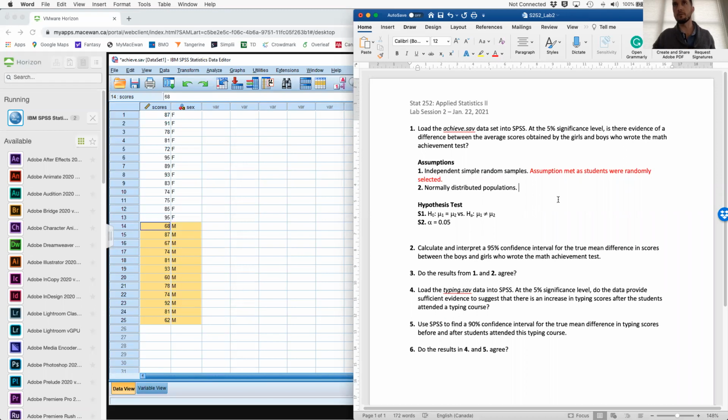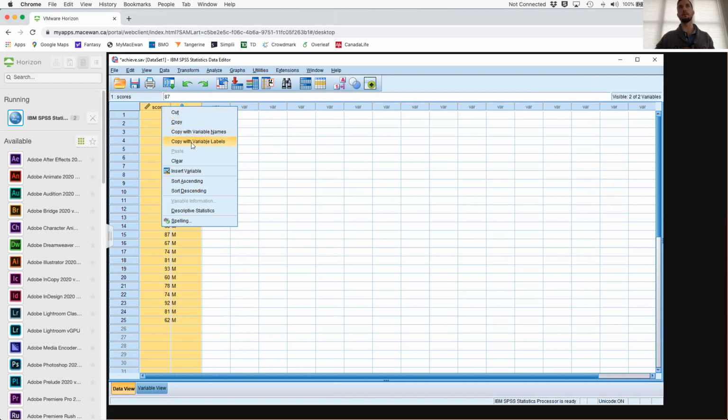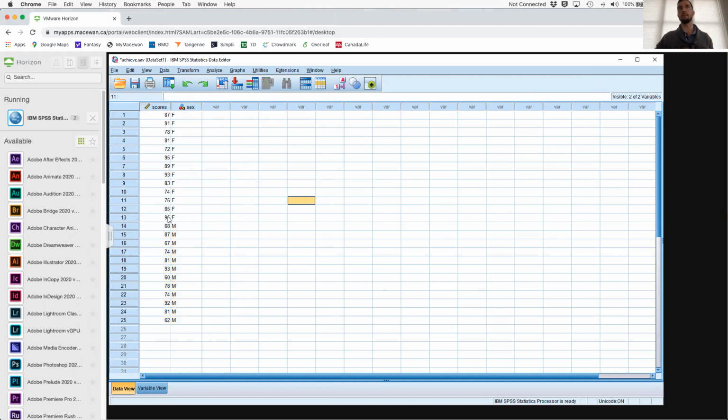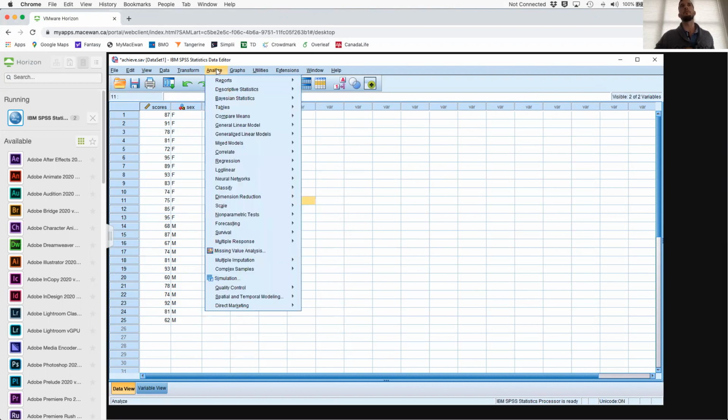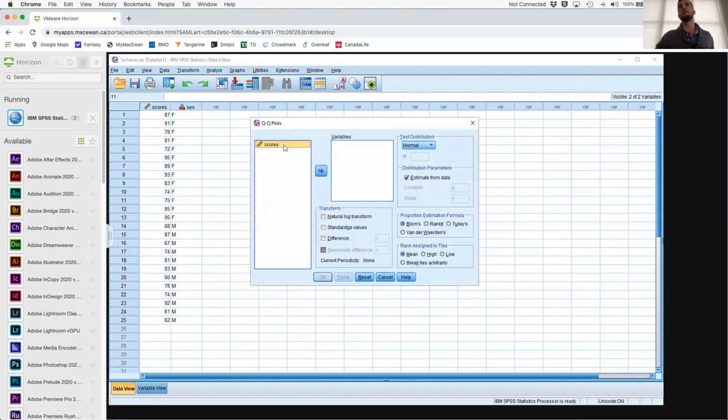Okay, now the second assumption is normally distributed populations. So to set this up, what we can do is draw a normal probability plot for each gender. We want to know if the values for the females' scores appear to be approximately normal, and if the values for the male students appear to be approximately normal. To draw normal probability plots, we would go Analyze, Descriptive Statistics, QQ Plots. Now, when we do this, you can see that we can only enter scores into the variable.